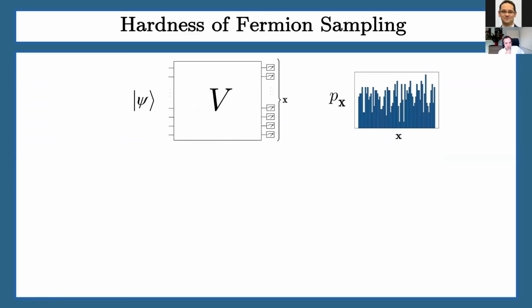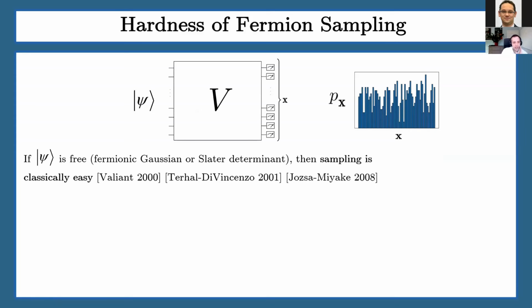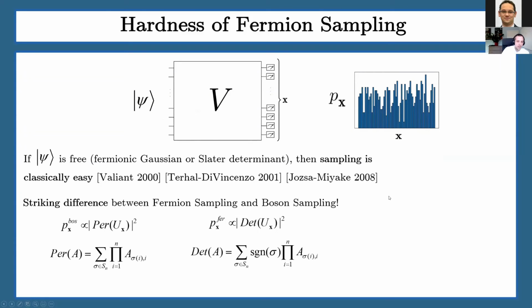Now we move to the core of our proposal, namely the hardness of fermion sampling. People in the field knew for a long time that if the starting state was free, that is fermionic Gaussian or Slater determinant, then sampling from such a fermionic circuit was easy. And you have some references here. It's based on the difference between fermions and bosons in a scattering process.